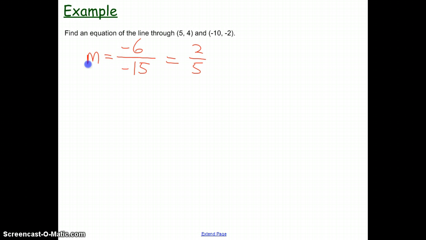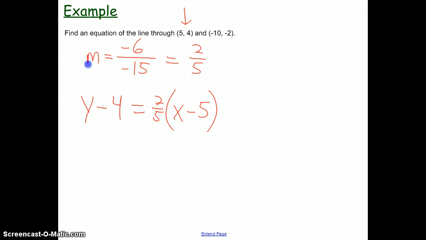Okay, what I'm going to do is pick one point, and I'm going to go with the ones that are positive. Okay, so that point (5, 4), that's point slope form. You go y minus the y coordinate of the point that the line's going through, equal to the slope, multiplied by x minus the x coordinate of the point that the line goes through.